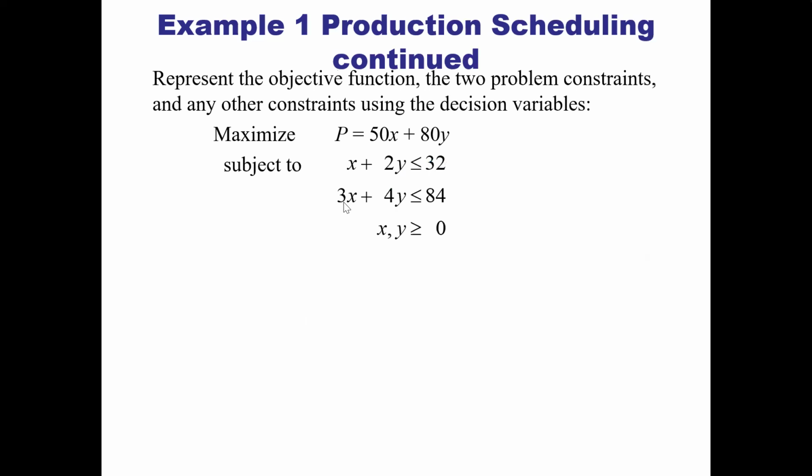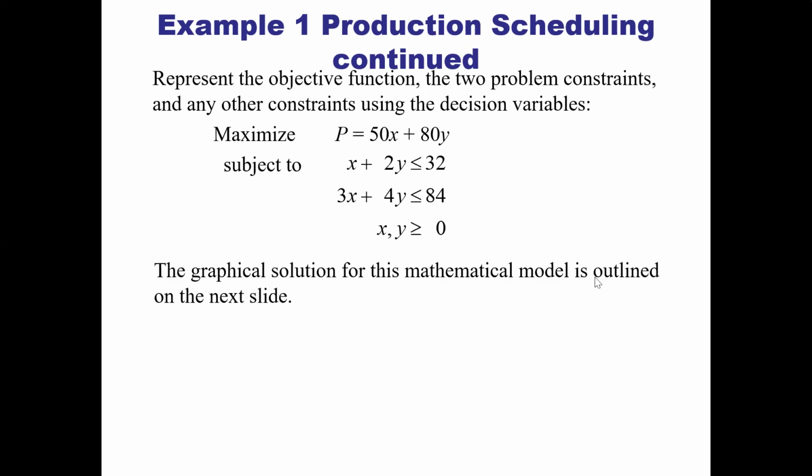And here we have 3 times X plus 4 times Y has to be less than 84. So the cutting and the assembly, and here, x and y both have to be greater than or equal to 0 because we can't have negatives. So we're not going to have negative amounts. So they're always going to be greater than or equal to 0. So if we think about that, that's the top right quadrant, quadrant number 1.